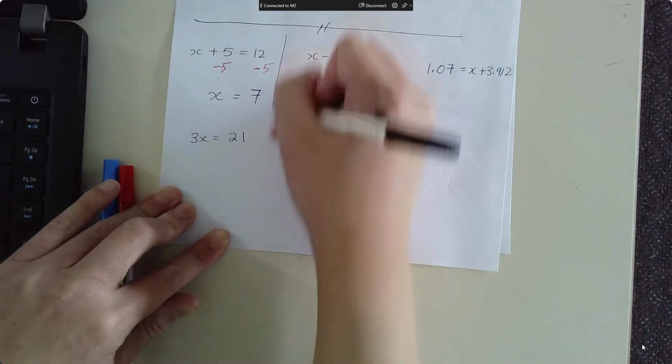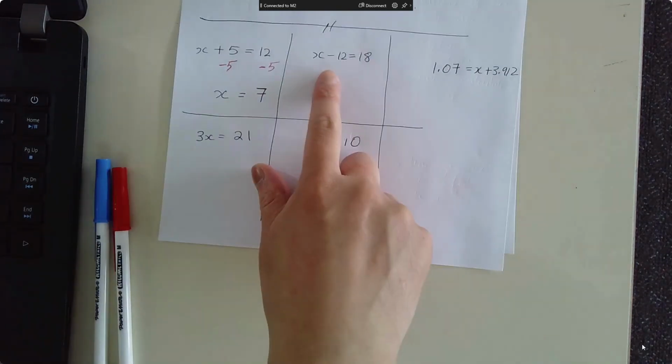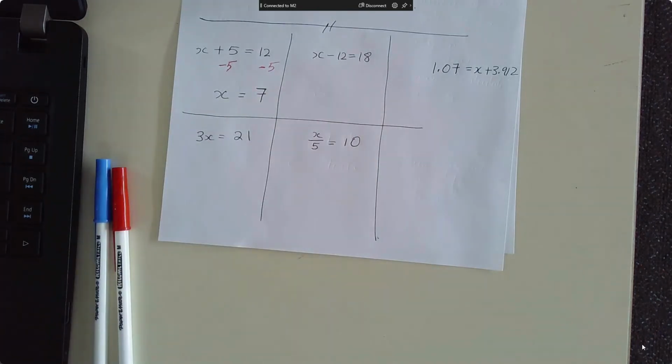All right, second example. This time we're going to look at x minus 12 equals 18. Again, my goal is to get x on its own. I want the value of x which makes this equation true. And the way that I'm going to do that is by doing something to both sides of the equation.